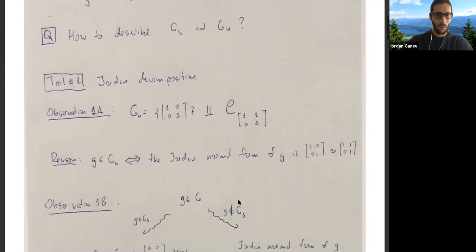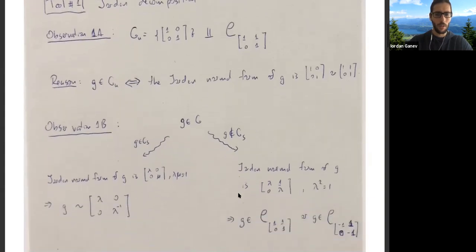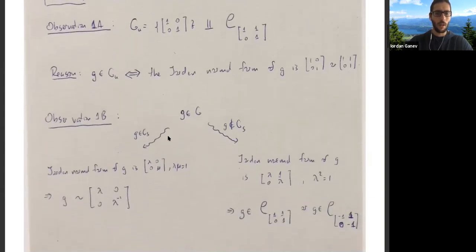What about the semisimple locus? Well, any element in G is semisimple if its Jordan normal form is diagonal.